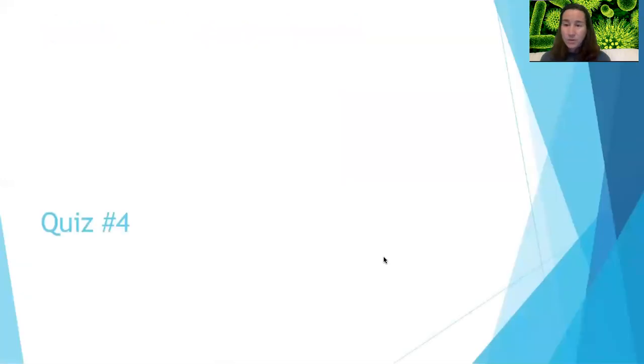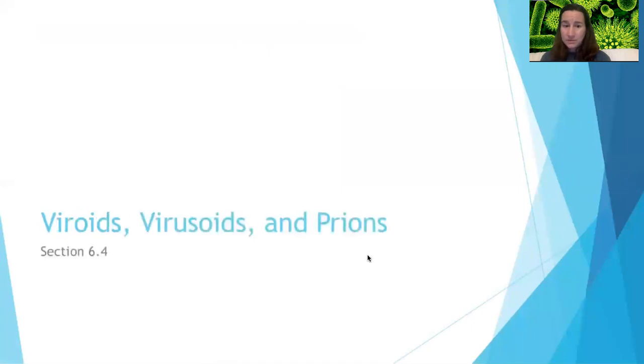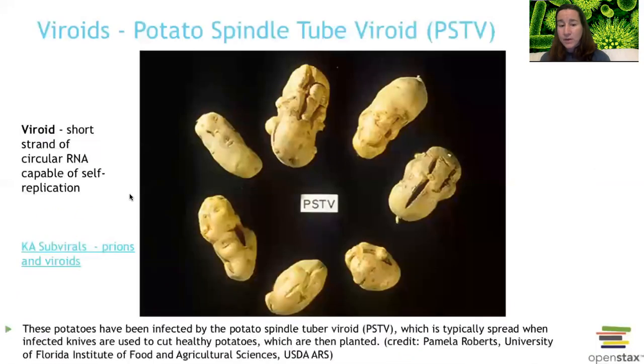So we're going to keep going to the next section. So we talked about ways to culture it, ways to identify viruses. Let's talk about other types of acellular infecting substances. So viroids, virusoids, and prions.